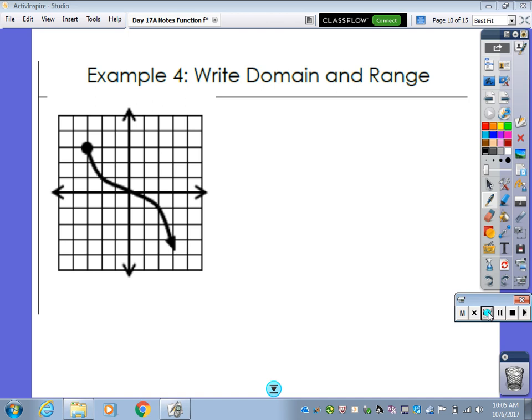Here's our example 4. On this one we have restricted domain. Whenever our function doesn't continue to infinity on both ends, it means we have restricted domain. When we have restricted domain, it works the same way. We look at all the x values and y values, all the ordered pairs that are on the function. And in this case, our function goes to infinity on one end and it's stopped on the other.